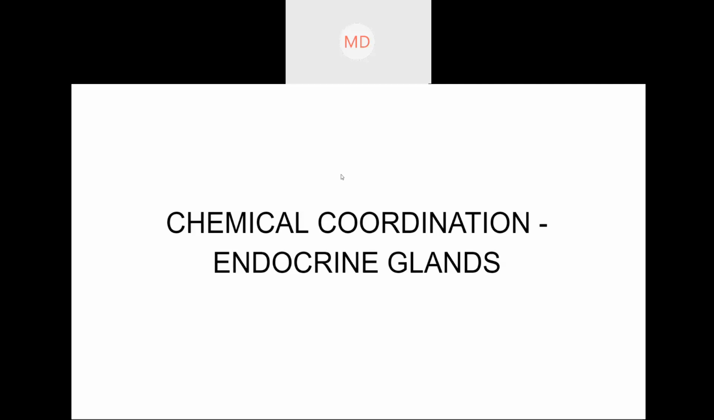If you go through the syllabus, you will see there are two chapters. The sixth one is neural control and coordination. Then the eighth chapter is chemical coordination, the endocrine glands. So there are two systems: one is neural control and coordination, and one is chemical control and coordination.